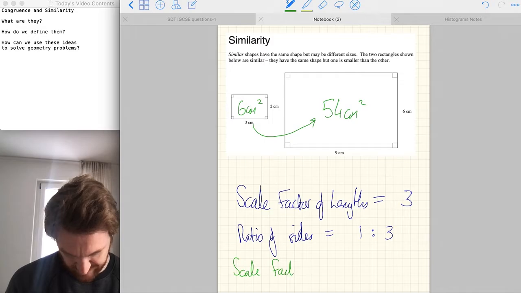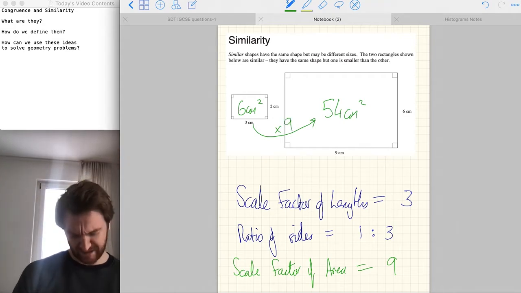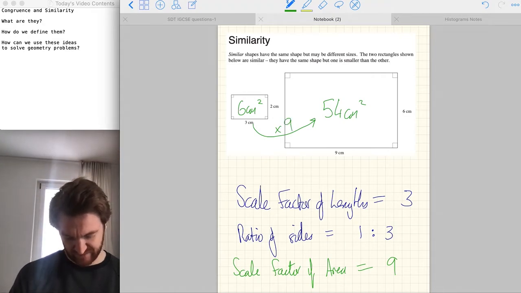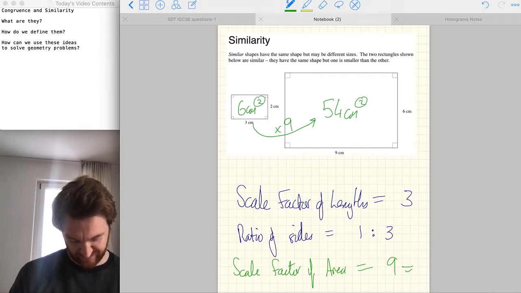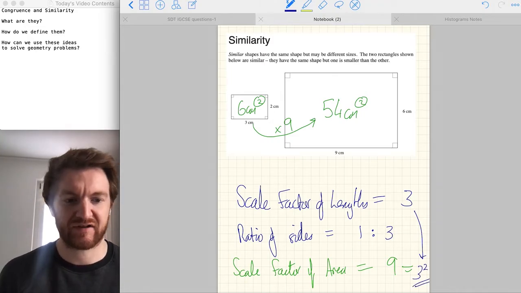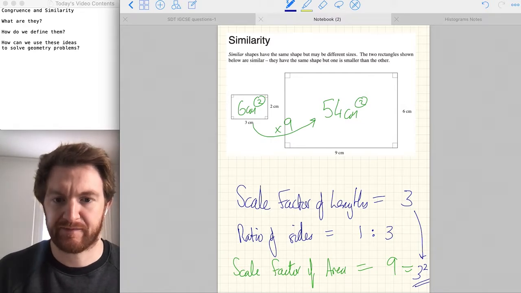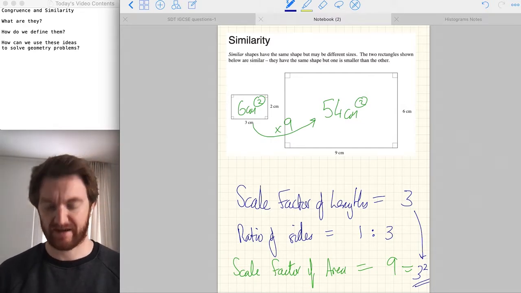But the scale factor of the area is 9 because you have to times by 9 to go from 6 to 54. Why is it 9? Well, because it's centimetres squared, but the scale factor before was 3. So it's going to be 3 squared. Because it's area, we have to square the scale factor to find the scale factor of the area. So just something to be careful of there.